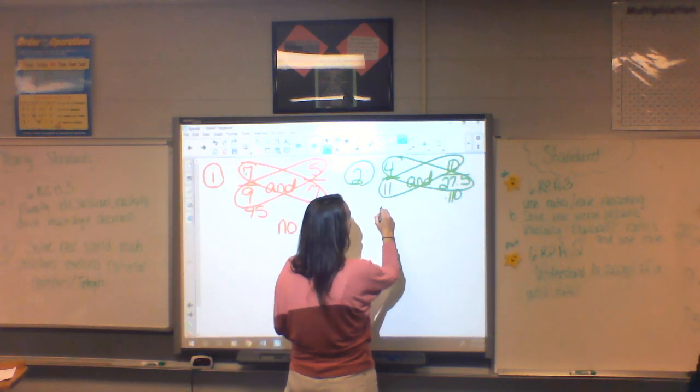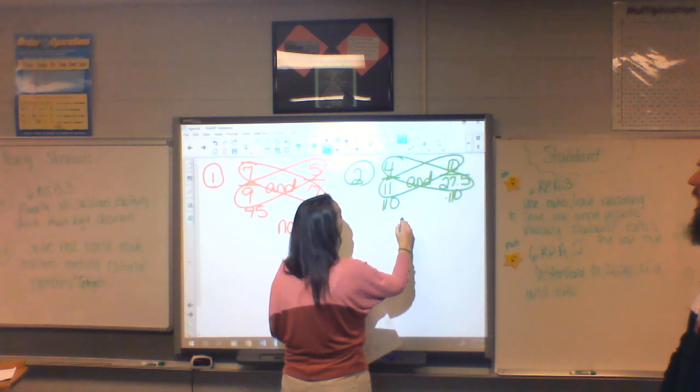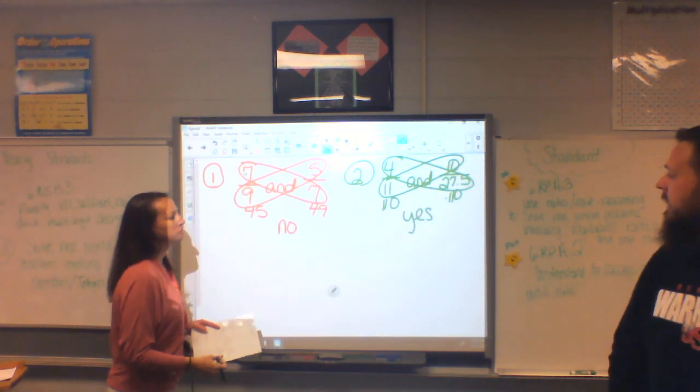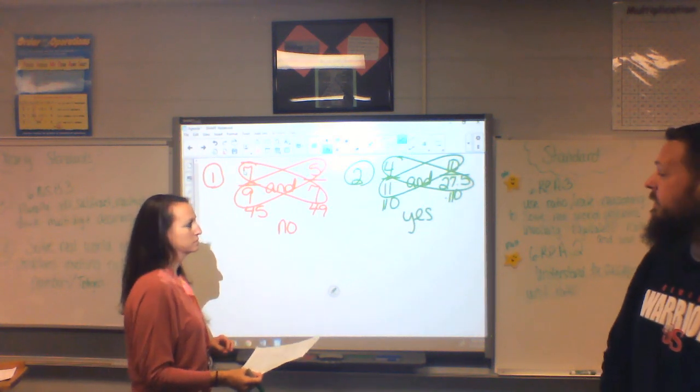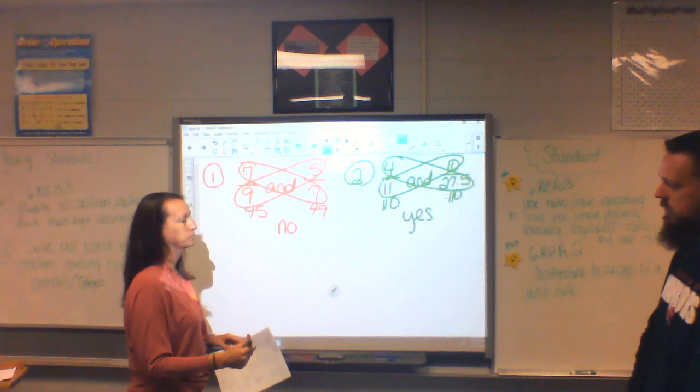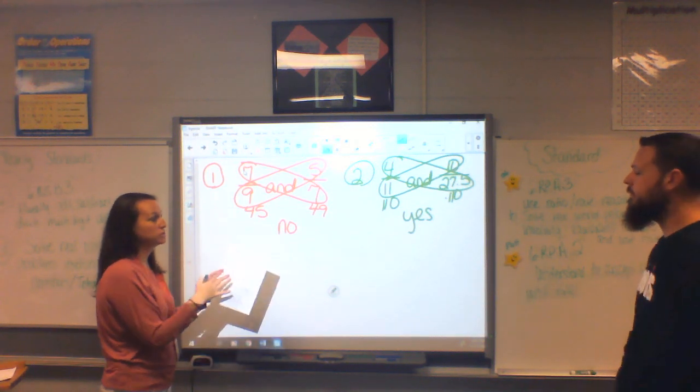11 times 10, of course, is 110. So are those equivalent? Yes, they are. So that means 4 over 11 and 10 over 27.5 are proportional. That's a word that we're going to start using a lot. Are they proportional? Okay, so that's how you would do the top section.